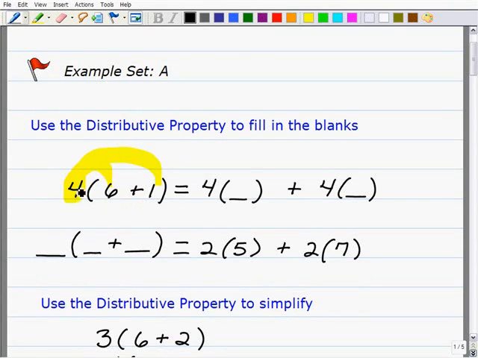So this is going to be 4 times 6, so we'd put a 6 here, plus 4 times 1. So 6 and 1.